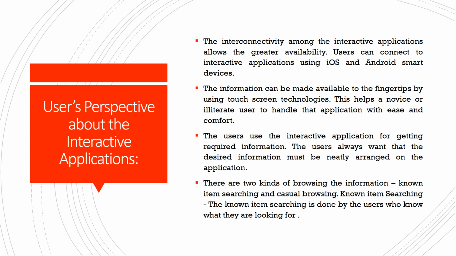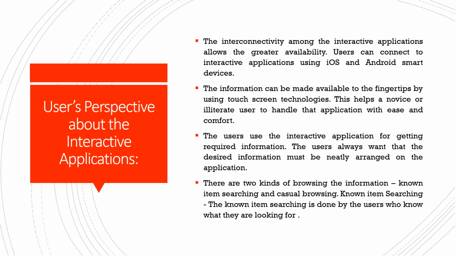The interconnectivity among interactive applications allows greater availability. The user can connect. For example, on our mobiles we download from the Google Play Store and then we interact with the application. That is a mobile app. It may be used in iOS or Android. So the information can be made available at the fingertips by using touch screen technologies. This is normally what we are doing: we are downloading and then interacting with the application.